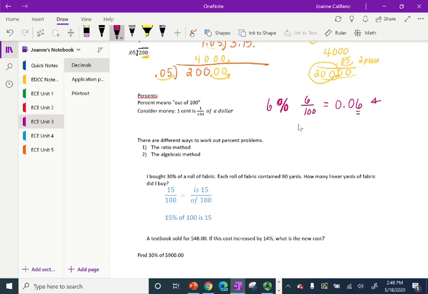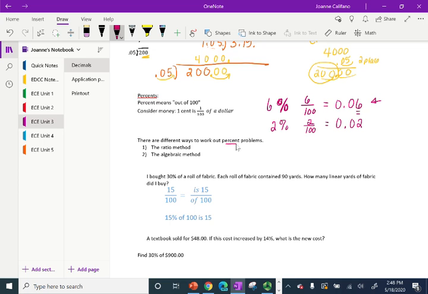Okay? Percent means hundredths. If you had 2% milk, that's 2 parts per hundred fat. And that is 0 point, I want the 2 in the hundredths place. 2 hundredths. There's your decimal equivalent of a percent.